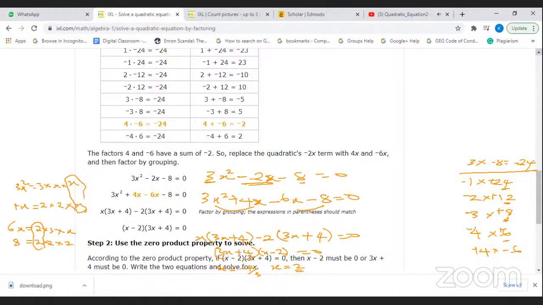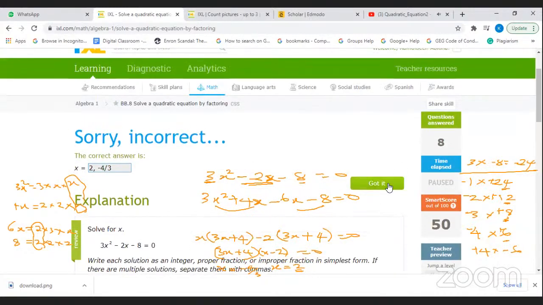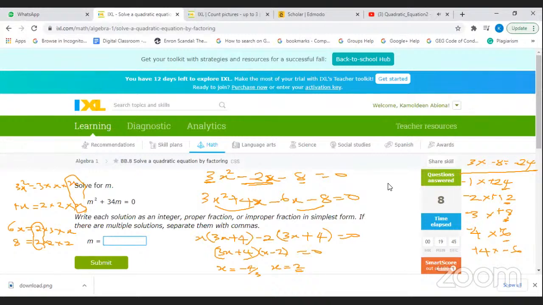And they have come to what? Change. Plus 4x minus 6x, the same way we did it. So you can see. Sometimes you can even listen to their explanation. So that is the solution. So you can now press got it. Go back. So that's it. They have given us another question.